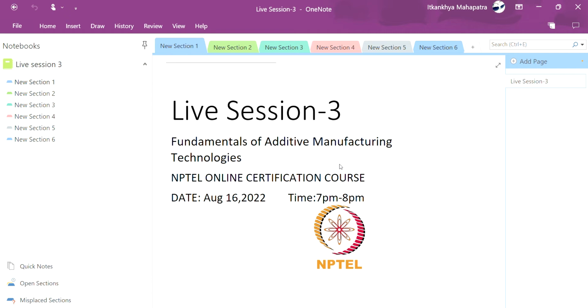Session 3 of Fundamentals of Additive Manufacturing Technology. Today we'll be discussing some questions on tool path planning. So let's start with the session.